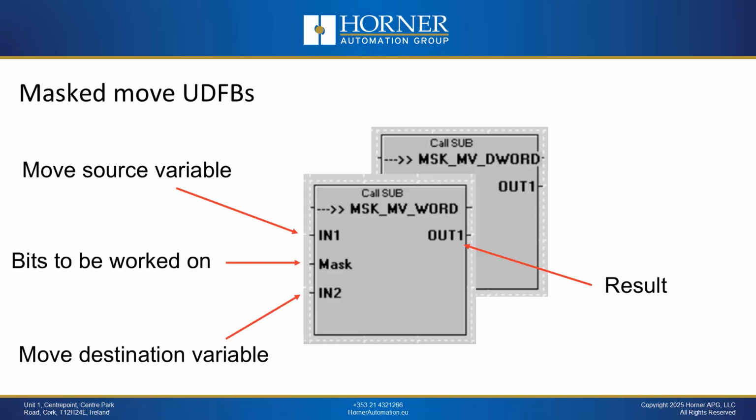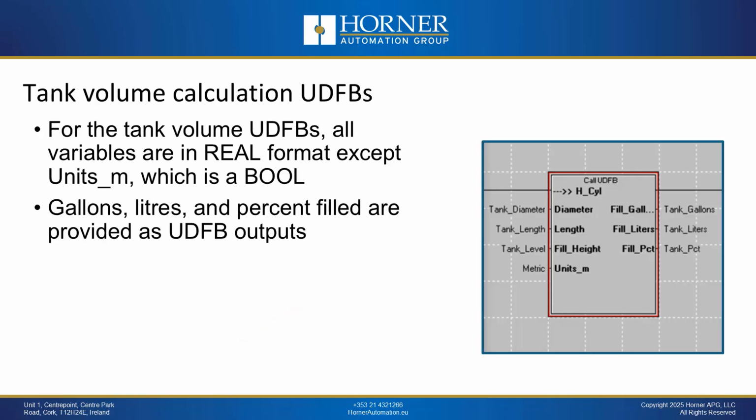As you can see here, with masked move, you're going to specify the source variable that you're going to move. You're going to specify the destination variable that you are moving the data to, and then you're going to specify how many bits of the source variable are going to be moved, and then the result is placed in the output.